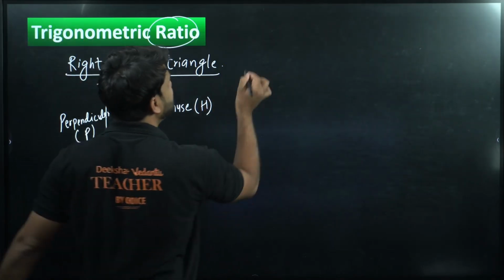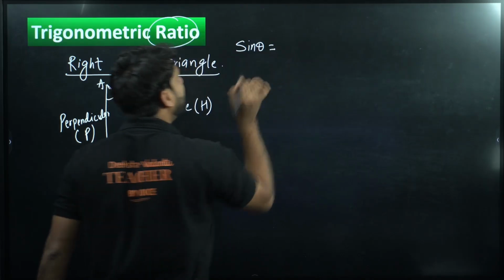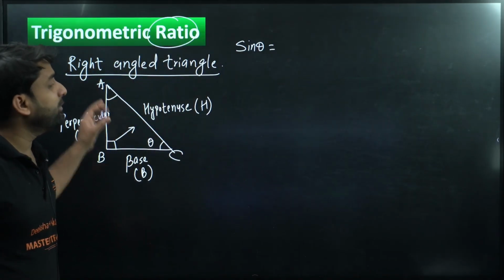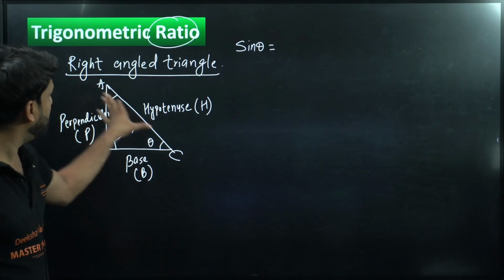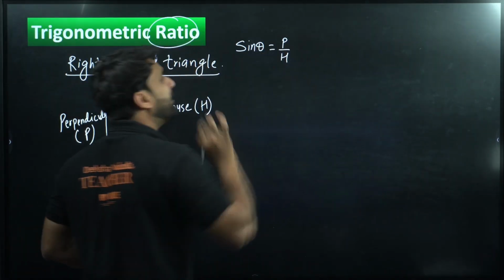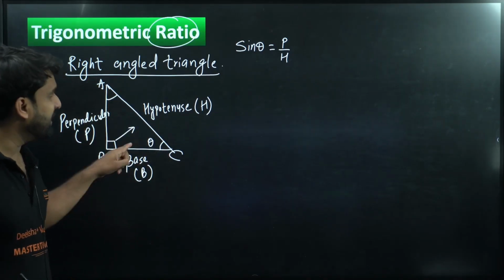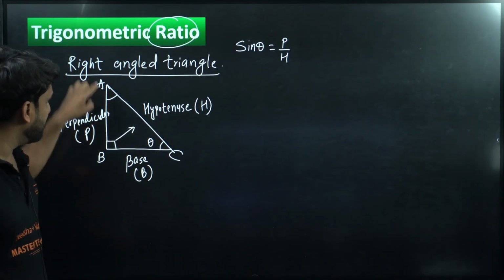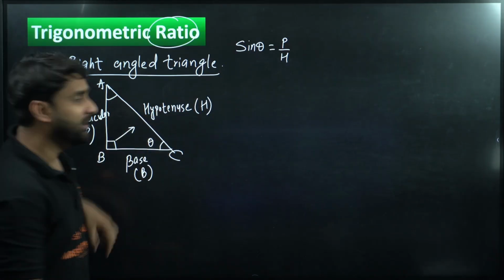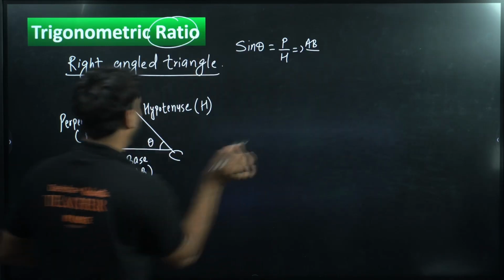Okay, so listen, champion, sine theta is what? Sine theta is equal to perpendicular by hypotenuse. And in this triangle, what is perpendicular? Perpendicular is AB, because we are dealing with theta. So for this theta, perpendicular will be AB. So we can write here AB, and hypotenuse will be AC.